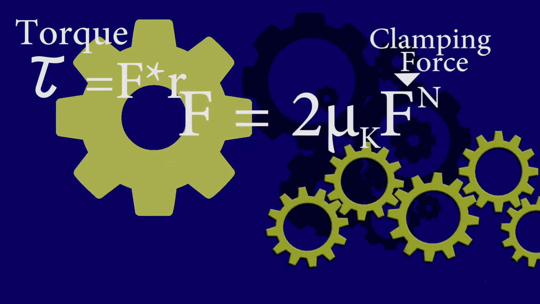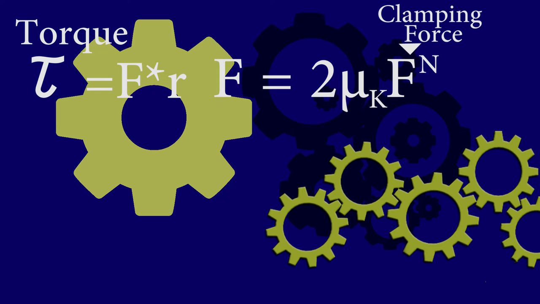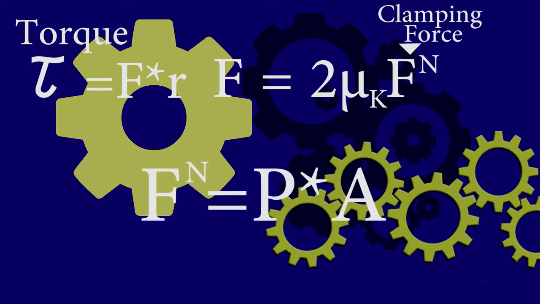So now, where do we get a clamping force? Well, the clamping force is actually equal to the pressure that the system can exert times the area over which it can exert it. So in this case, it would be the pressure of the system times the surface area of the pistons, of however many pistons there are in there.